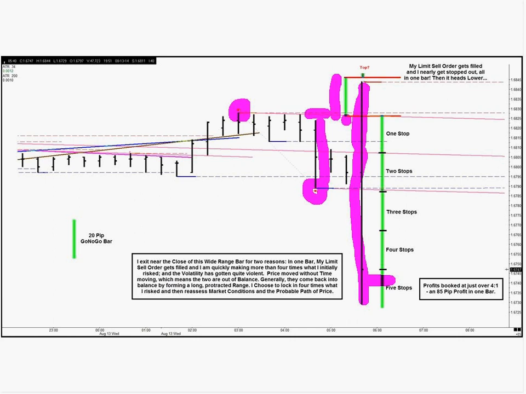I choose to lock in 4 times what I risked and then reassess market conditions and the probable path of price. Let me see what happens after this. So, I take 85 pips out of the market. I check and make sure that I bought and sold the same amount. Check my P&L, make sure it makes sense. Make sure I didn't trade backwards. Happens. I'm out.